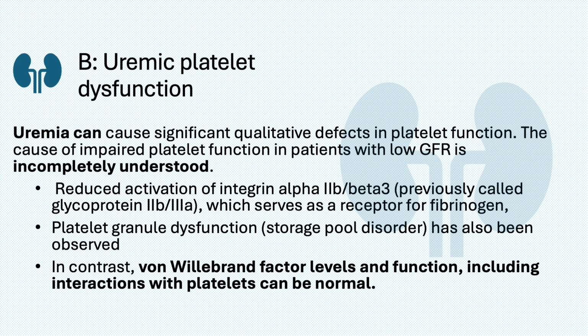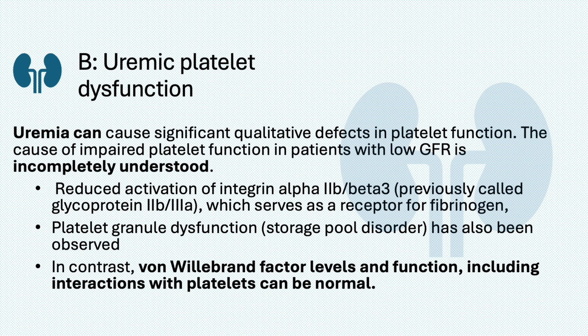All right. The answer was B, uremic platelet dysfunction. So we know that uremia causes qualitative defects in platelet function, and the exact etiology of what causes the platelet dysfunction in patients with significantly reduced GFR and creatinine clearance is incompletely understood. There are a couple of reasons that are talked about. Anytime you have 2 to 3 possibilities, that means we probably don't have an exact reason as to what the etiology is.